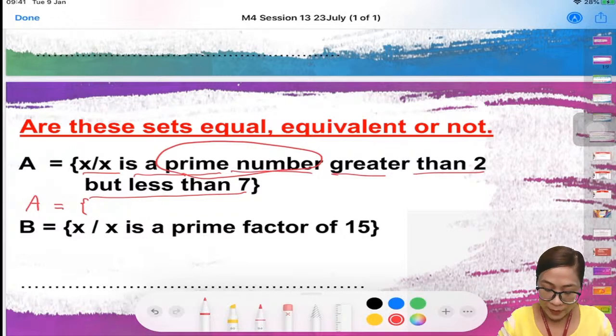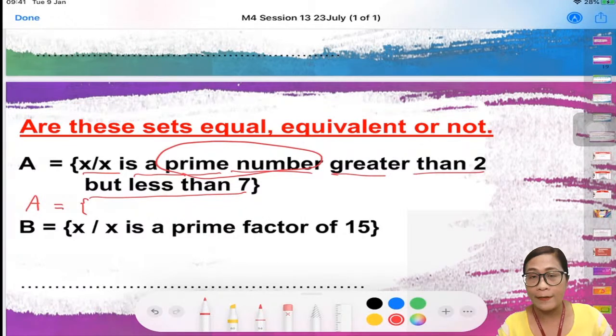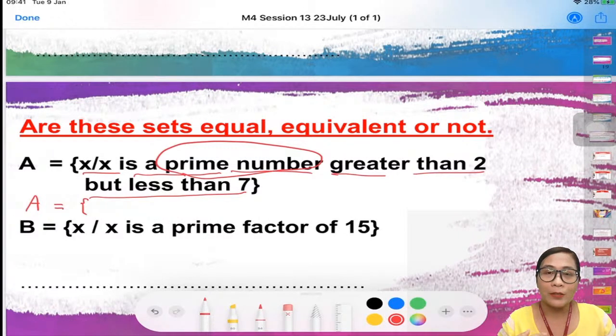What are the prime factors of 2? What are the factors of 2? 1 and 2. How about 3? 3 is a prime number. What are the factors of 3? We have 1 and 3. How about 5? 1 and 5. 7: 1 and 7. 11: what are the factors of 11? 1 and 11, and many more. So those are examples of prime numbers. They have exactly 2 different factors, 1 and itself.